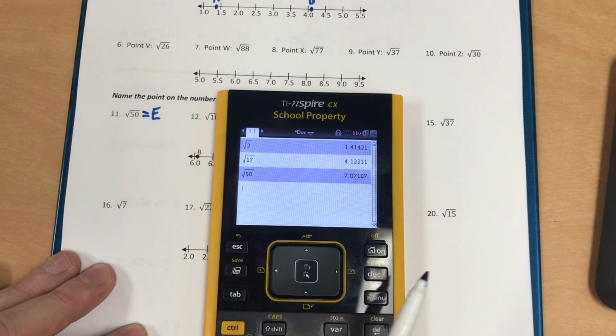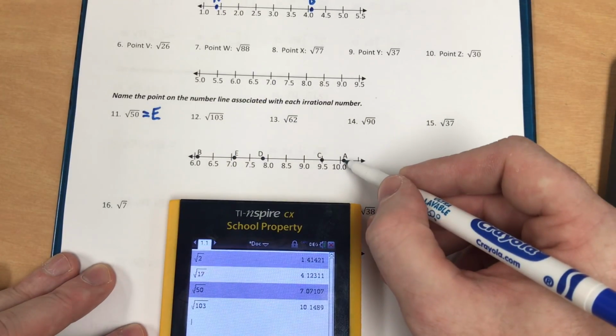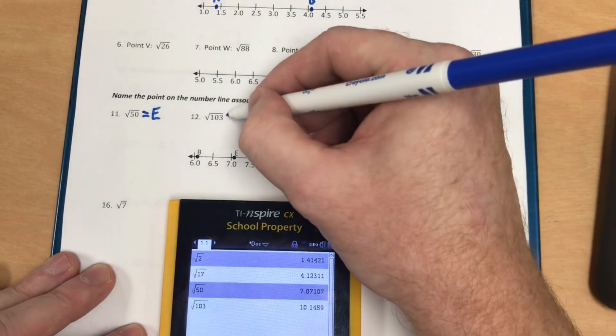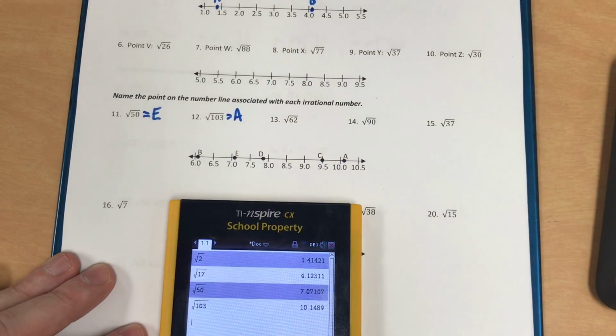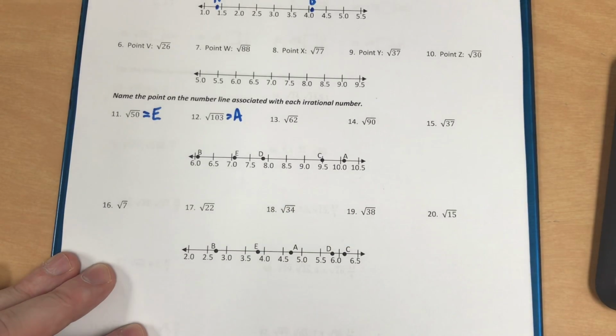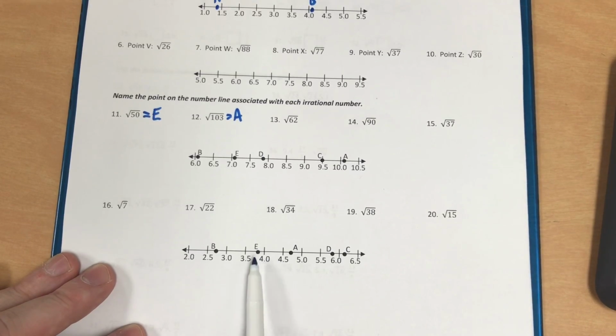If I do the square root of 103, 10.14. So it's just a little bit more than 10. I come down here, I find point A. It's to the right of 10. It's just a little bit greater. And I'm going to write that letter next to it. Okay? Again, you are going to finish the rest of these. These are quick problems, guys. Take the square root and then find the point that it's a little bit greater than or a little bit less than.